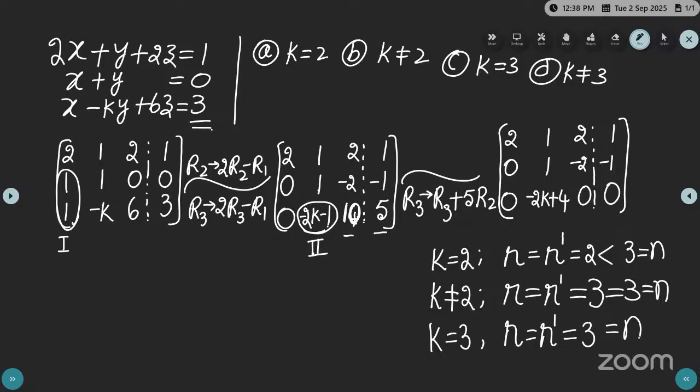What next when k not equal to 3? In case of k not equal to 3, you may get 2. You are getting infinite solutions. There is a possibility of getting infinite solutions. So here, what is the answer?